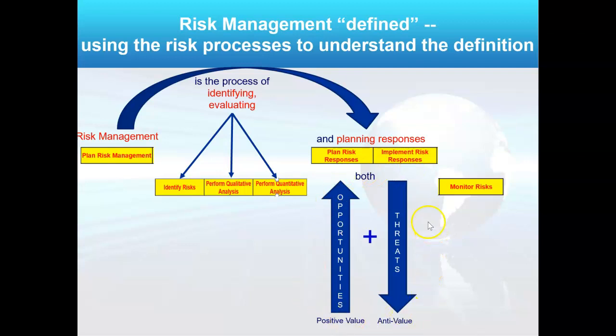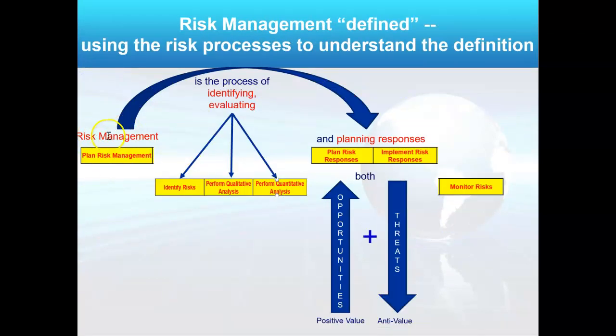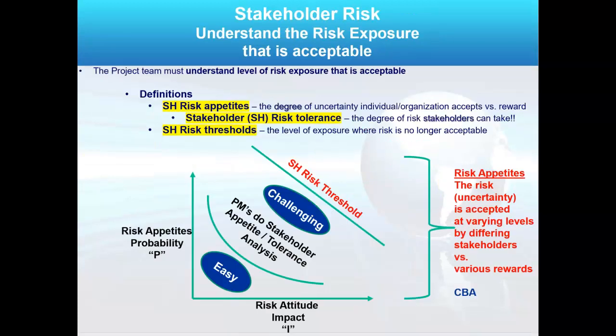which involves both creating value or opportunities and reducing threats, which take away the value of our project to the company. And then, of course, always monitor. So risk management, in the end, in a nutshell, is the process of identifying, evaluating, and planning risk responses. And it involves all these processes in the yellow boxes that we had just talked about here. So in a picture, I'm showing you how the definition of risk management applies to those processes. It's the same thing.